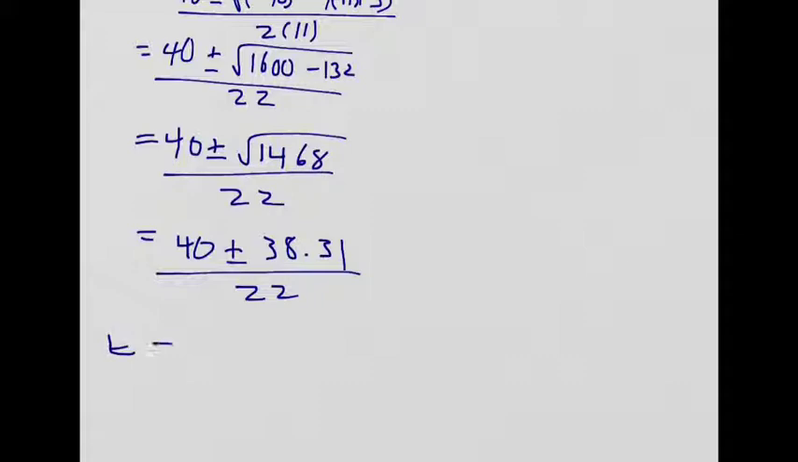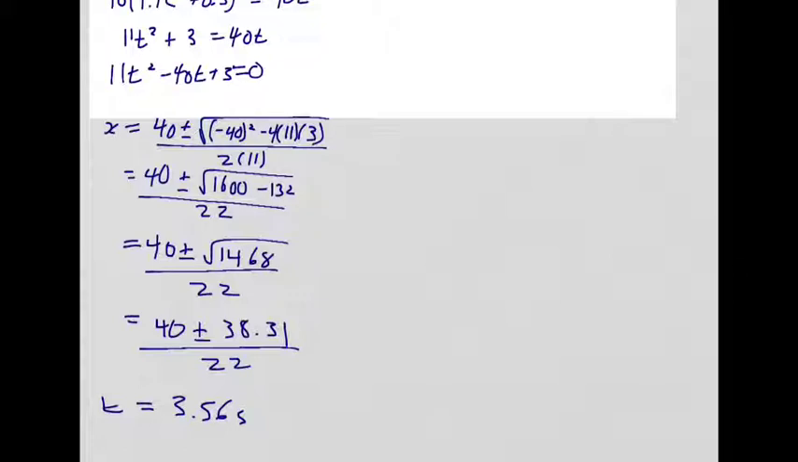So t is either 40 plus that value divided by 22, which is about 3.56. Well, 40 minus that value is about 0.07 seconds. Okay, so basically what's happening is when the patient first takes the pill or the drug, the concentration hits 10 milligrams per deciliter pretty quick because it starts from 0 and spikes up pretty quickly. It doesn't stay there for very long because it goes above that quite fast.